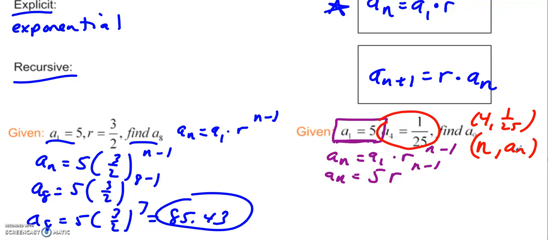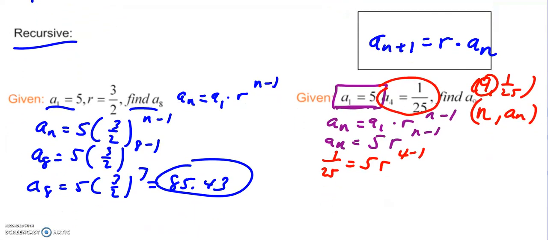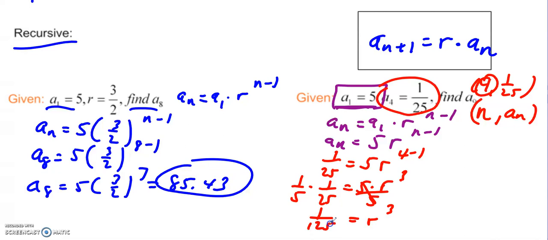So if we do a little backwards plug and chug, a sub n would be 1/25. We have the 5. We don't know the common ratio still, but we do know that the term number I'm on is 4. So we'd have 1/25 equals 5 times r to the 3rd. And if my goal is to solve for r, let me divide both sides by 5. And remember, dividing by 5 is the same as multiplying by 1/5. So you'd have r cubed equals 1 over 125.